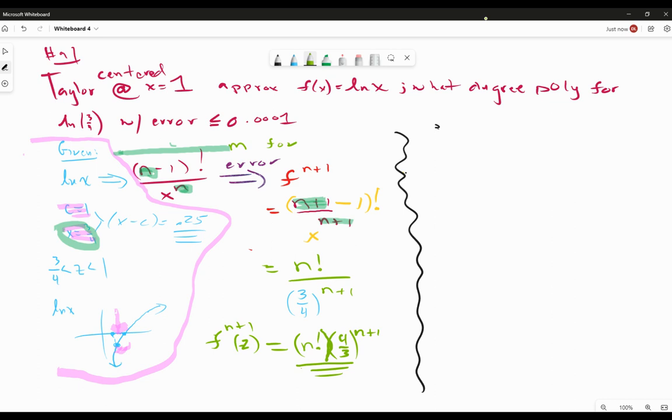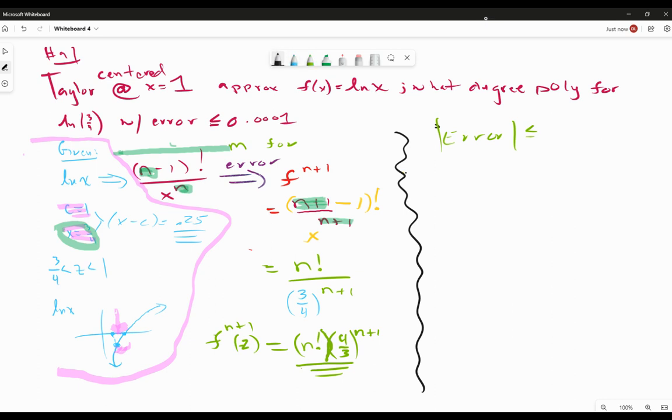So when we're dealing with that, we're going to take our idea of the absolute value of the error, right? It has to be less than, let's do this.